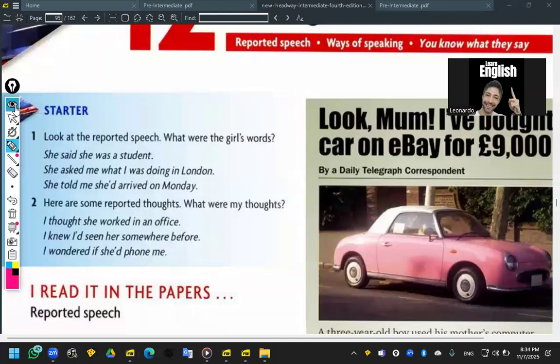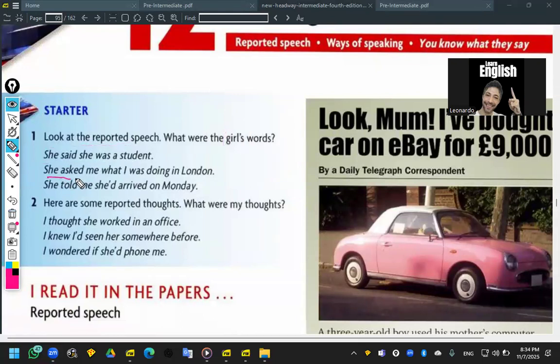Question number one is, look at the reported speech, and answer this question: what were the girl's words? Number one, she said she was a student. So the original words of the girl are "I am a student." Notice I have to go back one step behind in tense and I have to change the pronoun.